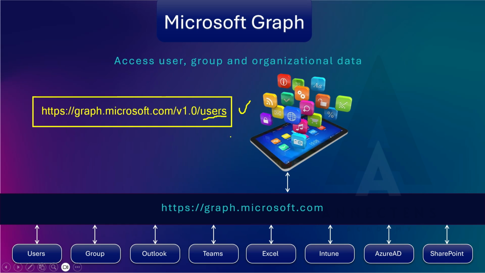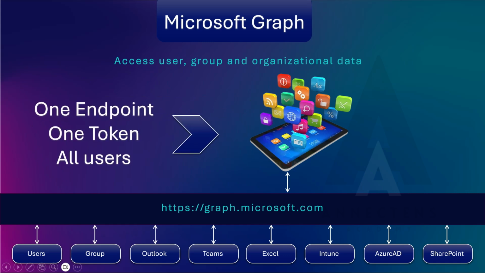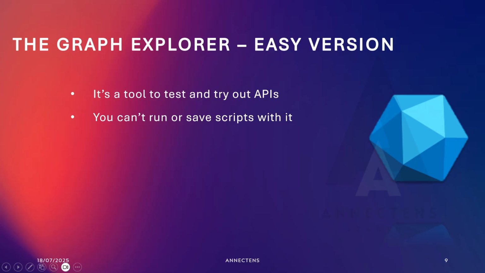Now we are talking about one endpoint, one token, all users. For all users we don't need to create separate connections, right? For separate services we don't need to create multiple tokens. Using one token, once we are connected to graph.microsoft.com and authenticated, we are able to access all these different sets of services, which are connected through the cloud. Now, Graph Explorer, we talk about it.